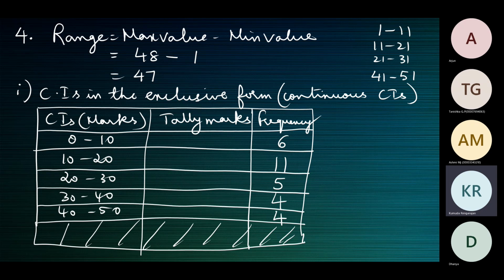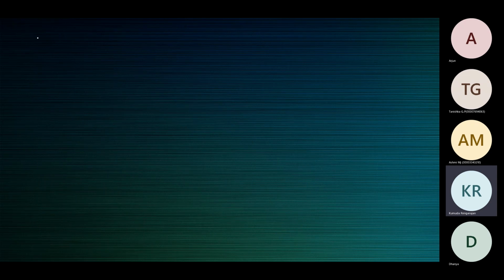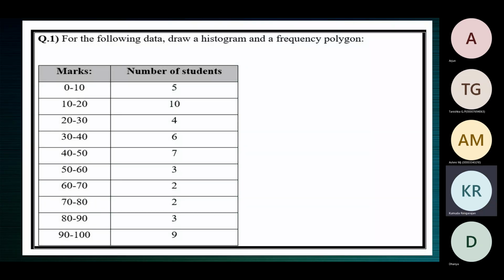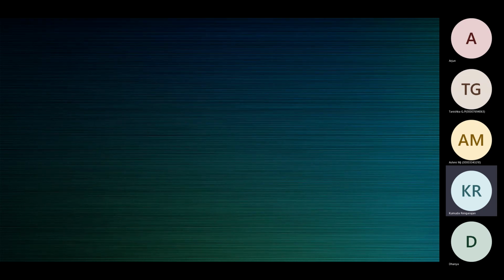First, we had to arrange the data in ascending order, which you can do, and present it in the form of a table using exclusive class intervals. Exclusive meaning continuous class intervals. So we are done with that. Now for the same data, we need to present it in the form of an inclusive table, that is, using inclusive or discontinuous class intervals.